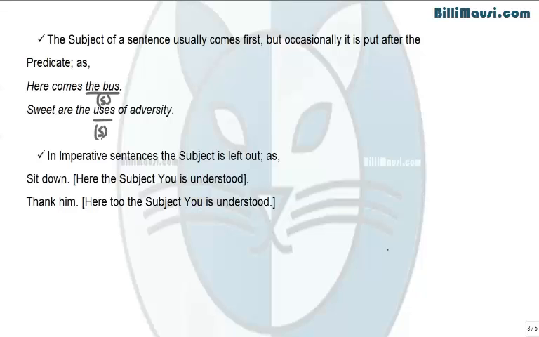In an imperative sentence, the subject is left out. You have to be very careful about these kinds of sentences. For example, sit down. So where is the subject here? There is no particular subject here. So it is understood that it means that you sit down, where you is hidden. Thank him. Here too the subject is you, which is hidden, and it is understood by the reader.